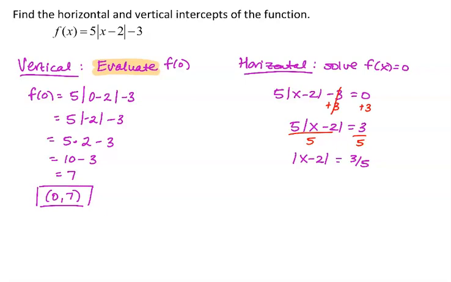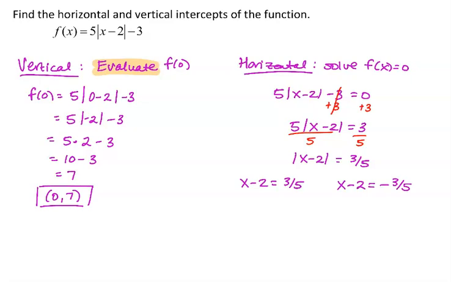Once you have isolated the absolute value on one side by itself, we're now going to rewrite this as 2 separate linear equations that no longer have the absolute value bars. So our first equation looks a lot like our original. So x minus 2 equals positive 3/5. And then we're also going to write an equation using the opposite. So x minus 2 is equal to the opposite, or negative 3/5.